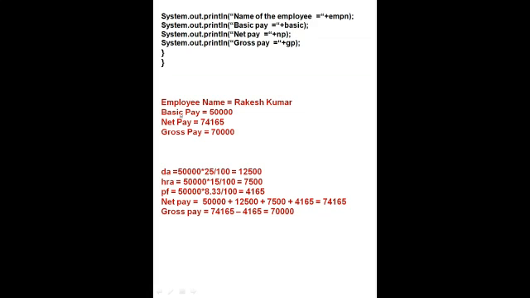Suppose we have taken Rakesh, his salary is 50,000. After calculation, suppose net pay is 74165, with HRA, DA and PF as shown. First we will add these, then subtract that 4165.